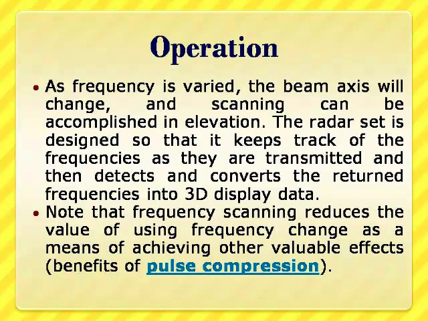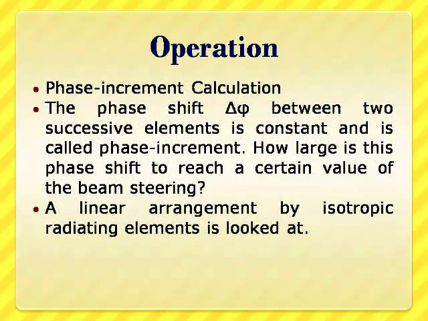The radar set is designed so that it keeps track of the frequencies as they are transmitted and then detects and converts the return frequencies into 3D display data. The frequency scanning is very simple and advantageous in the operation, but it reduces the value of using frequency range, and you will find this tough to handle the other latest techniques like pulse compression, etc. in this. How do we calculate the phase increment?